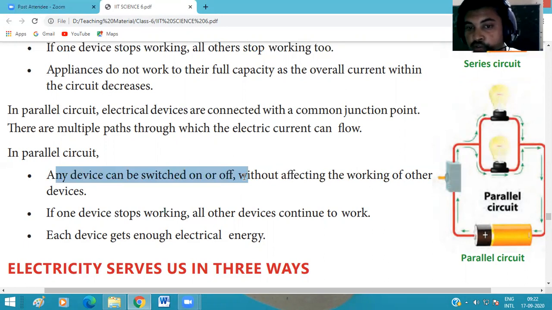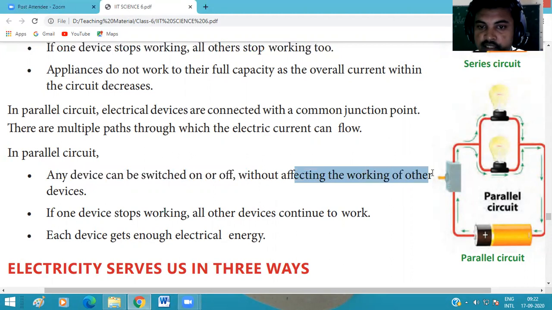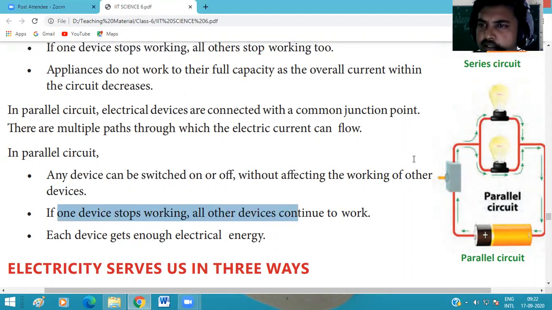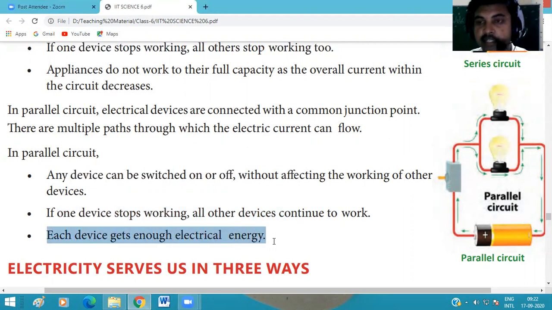अगर कोई भी एक device switch off या switch on होती है तो वो हमारी दूसरी devices पे work को affect नहीं करती. Working of other devices is not affected. If one device stops working, all other devices continue to work. एक अगर ऑफ होती तो वो सब अपना कंटिन्यू वर्क करेंगे. Each device gets enough electrical energy because each device has its separate connection, so it has separate, enough electrical energy, so it may glow at its full capacity.